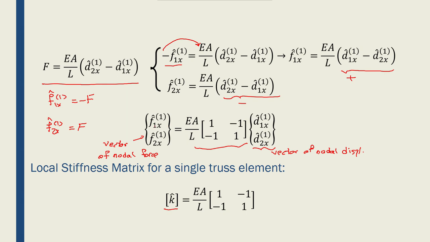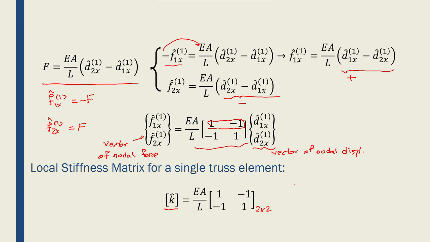And the reason for that is f1x1 is equal to EA over L, so look at here, EA over L, d1x1 minus d2x1. So we want to multiply d1x1 by 1 and d2x1 by minus 1. So that's why we write that there. And for f2x1, it becomes positive for d2x1 and negative for d1x1. So put the negative here to multiply by that, and the positive one there to multiply by this. And as a result, we get a 2x2 stiffness matrix, the local stiffness matrix of a single truss element.